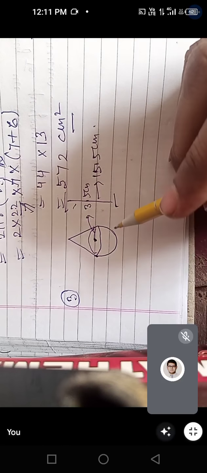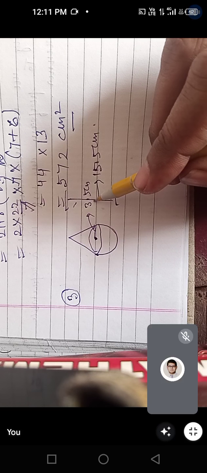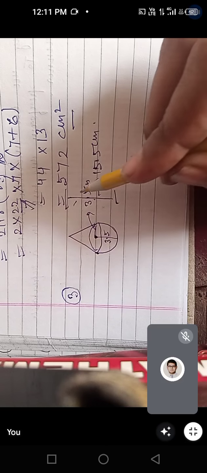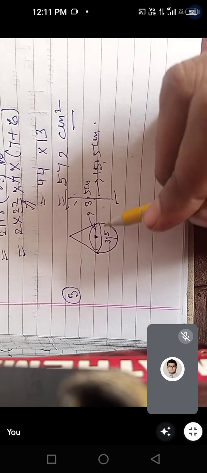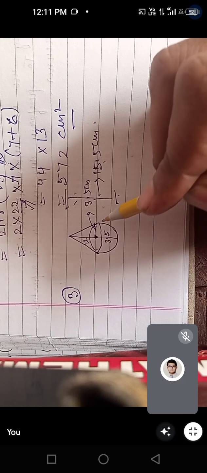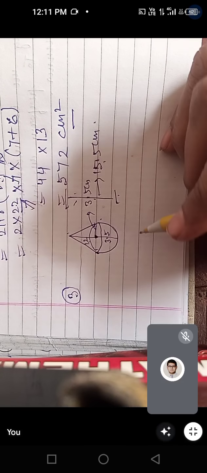In order to calculate the total surface area of this toy, you see the radius is given as 3.5. This means this is also 3.5. Total height is 15.5. From this, if you subtract 3.5, this will be 12. So this is 12 and this is 3.5. So this slant height you have to calculate.